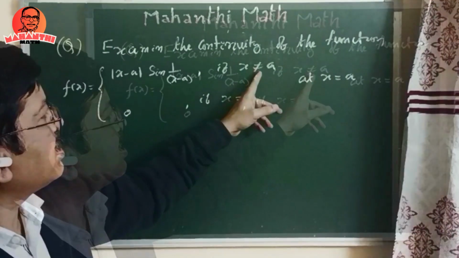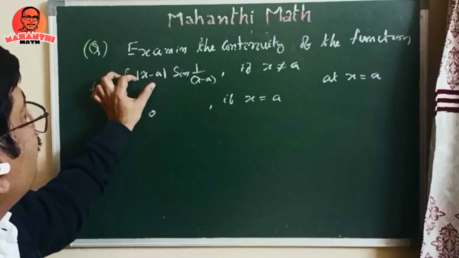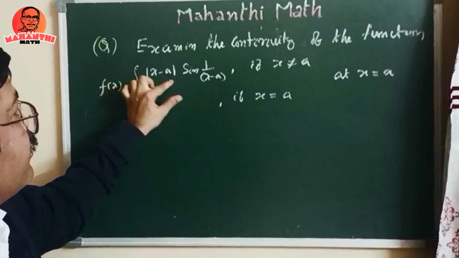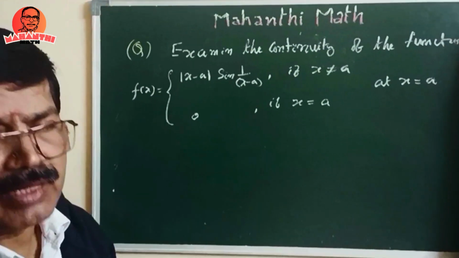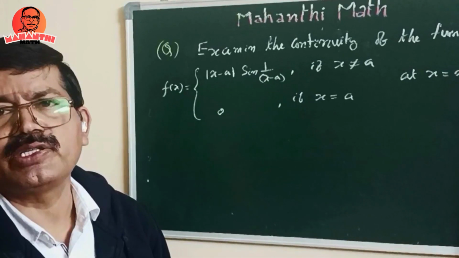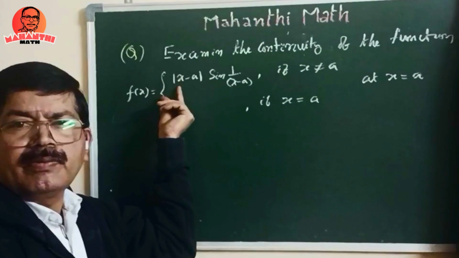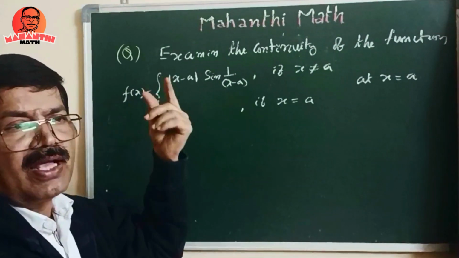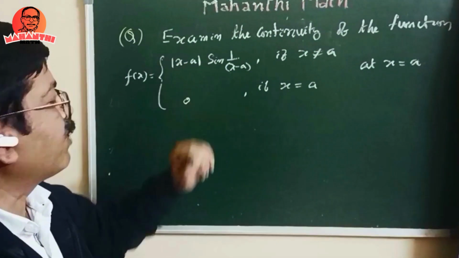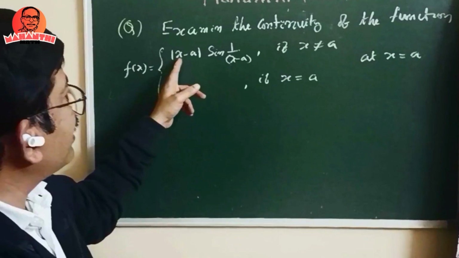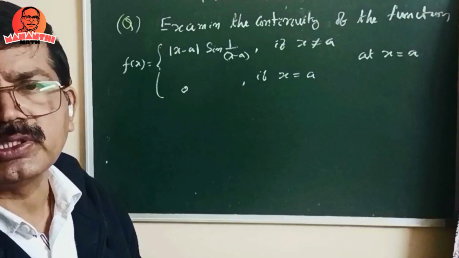Here, x not equal to a, this function we have to take. But this function involves the absolute value function. So this mod x minus a sometimes will come with a negative sign, sometimes positively, depending on the inner part. What is the inner part? x minus a. If x minus a is negative, then to remove this modulus you have to keep a minus. If x minus a is positive, to remove the modulus nothing to put, means plus sign.